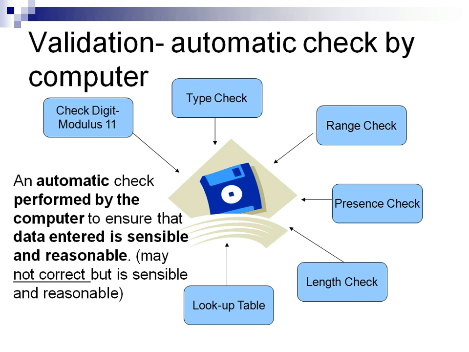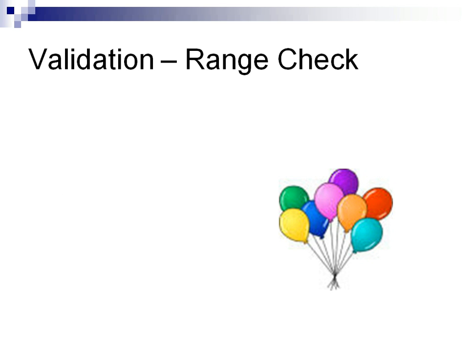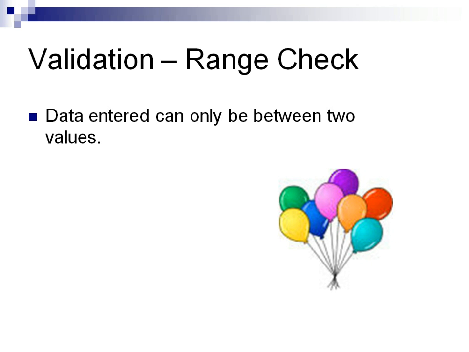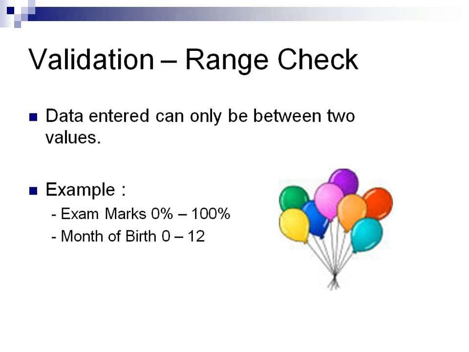Another type of check is a range check. A range check is making sure that it falls within two values or two boundaries. So like a maximum and a minimum. An example would be that your exam mark must be between 0 and 100. Your month of birth must be between 0 and 12. You can't have a month of birth of 13, for example. That would be a range check.